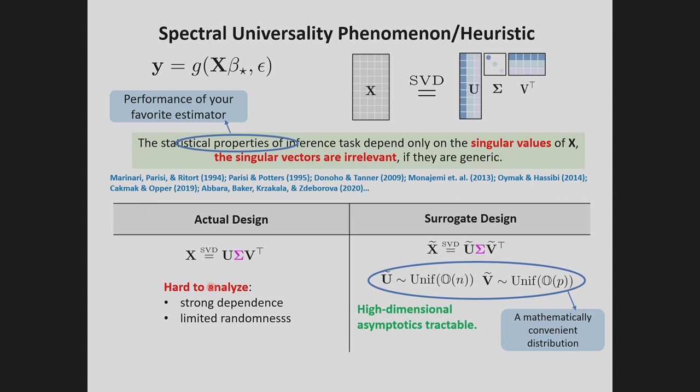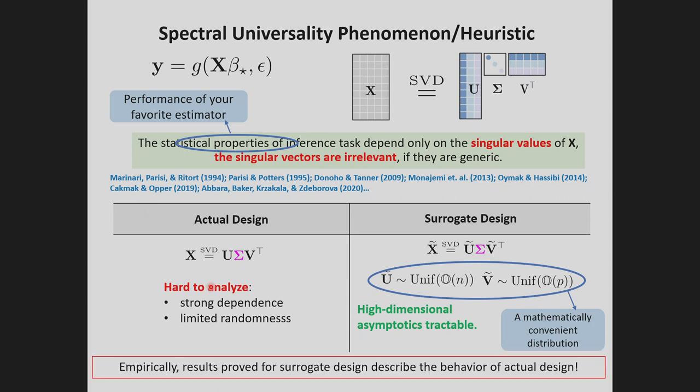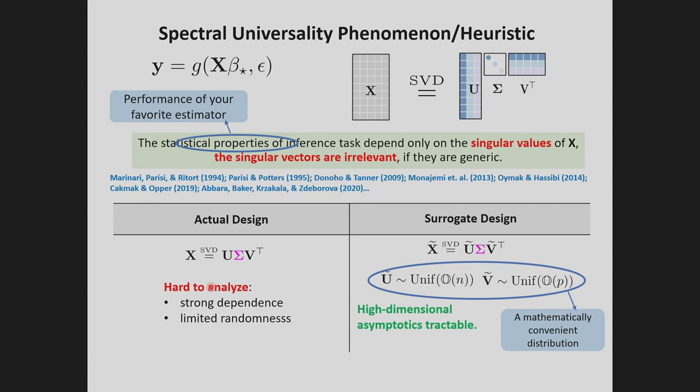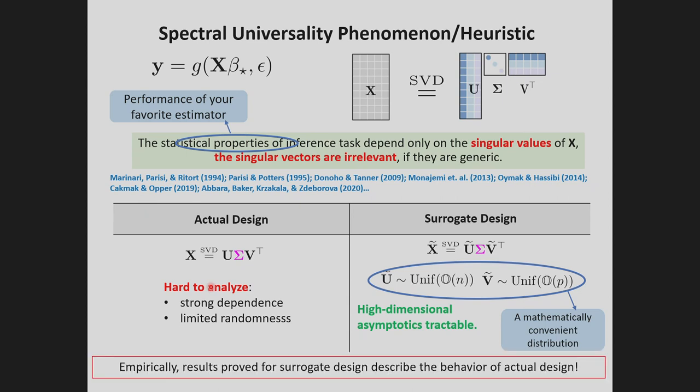Once you make this assumption, it often turns out that it's possible to do high dimensional asymptotics with this surrogate design, because of the rotational invariance properties of the uniform distribution on the orthogonal group. And what is surprising is that even though people can prove theorems about the surrogate design, the theorems that they prove often describe the behavior of the actual design that you started with. This is what we call spectral universality. Let me pause and see if there's any question about the basic idea.